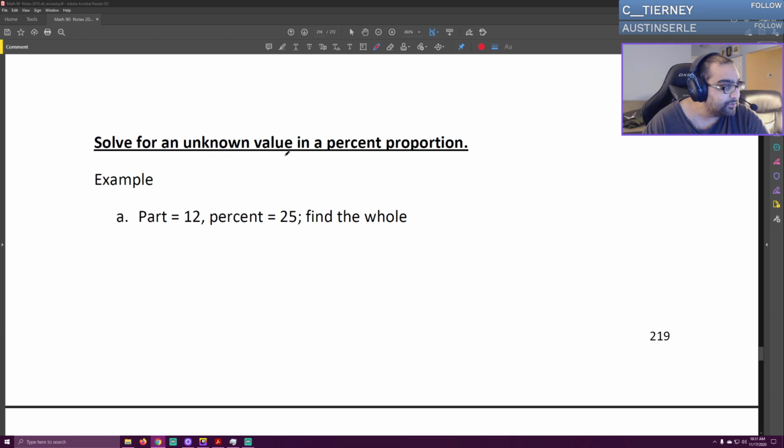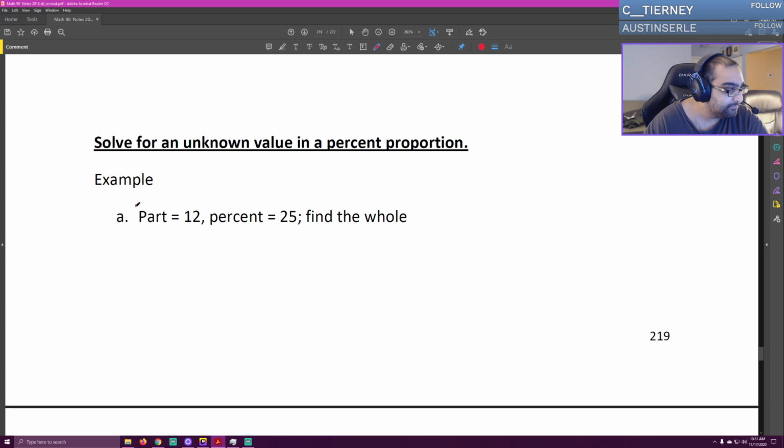It says for an unknown value in a percent proportion, let's talk about each part that we see. We're going to put these two proportions together.